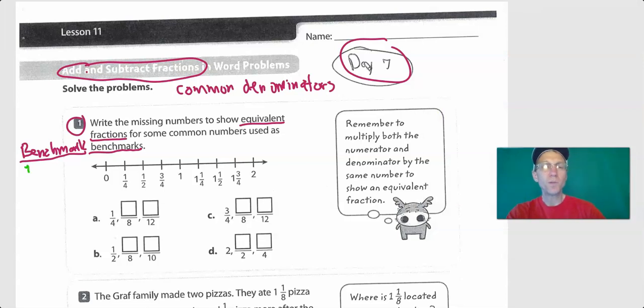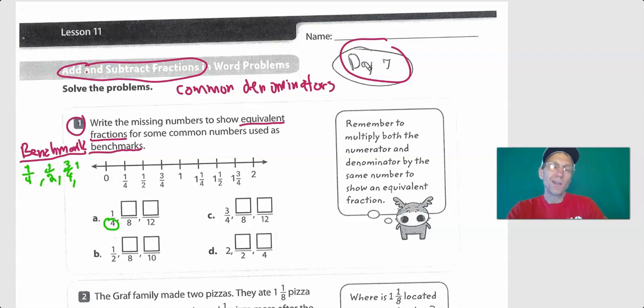You know what 1/4 of a pizza looks like. You know what 1/2 a pizza looks like. You know if something's about 3/4, and you certainly know a whole pizza when you see it. Okay, so here we go. So we have 1/4.